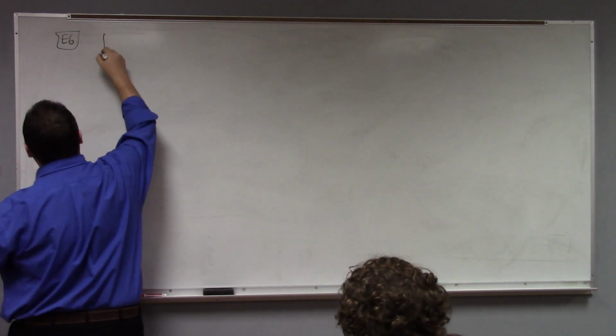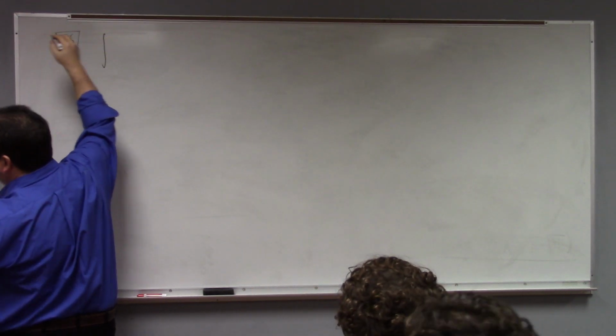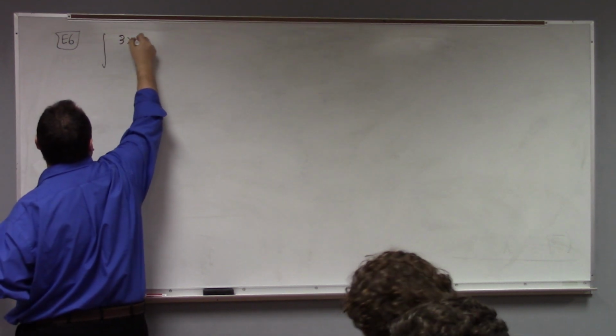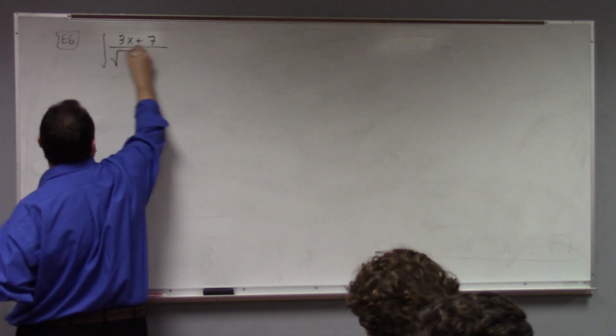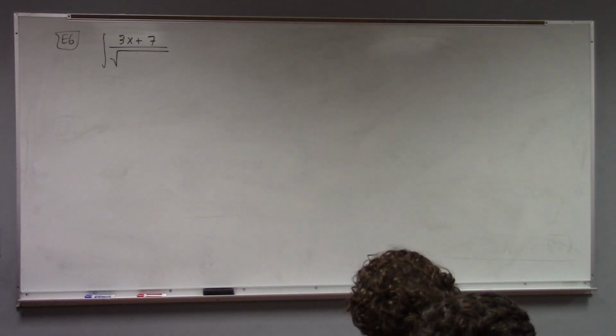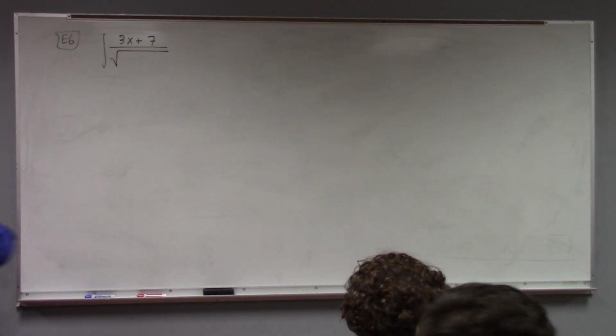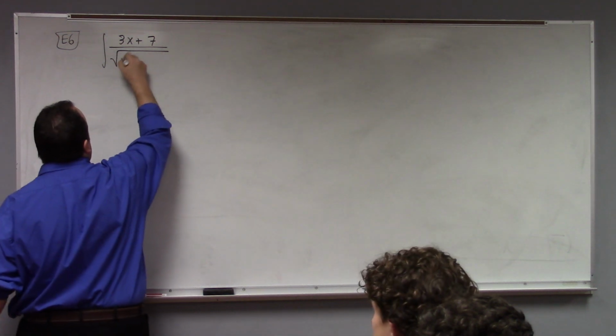All right. Here's what we're up against. 3x plus 7 over the square root of x squared plus 4x plus 15.